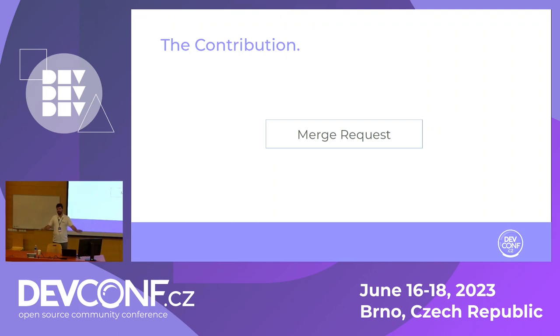Okay, so with that cleared, let's look at how it looks from the point of view of the contributor to the CentOS Stream kernel. The centerpiece is the merge request. We're using GitLab for CentOS Stream, not just the CentOS Stream kernel, but the whole CentOS Stream development. So this is the URL of the CentOS Stream 9 kernel source repository. So this is where the development happens.